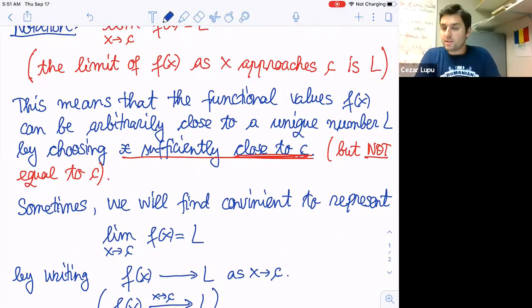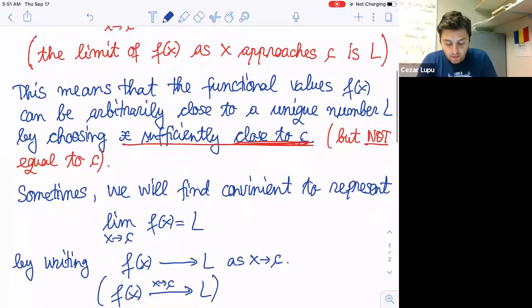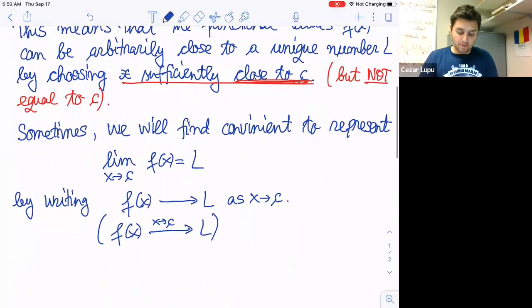And we will see some functions. We will compute the limits of various functions, like polynomial functions, like rational functions, like exponential functions, logarithmic functions, you name it. Okay, now let's see an example.